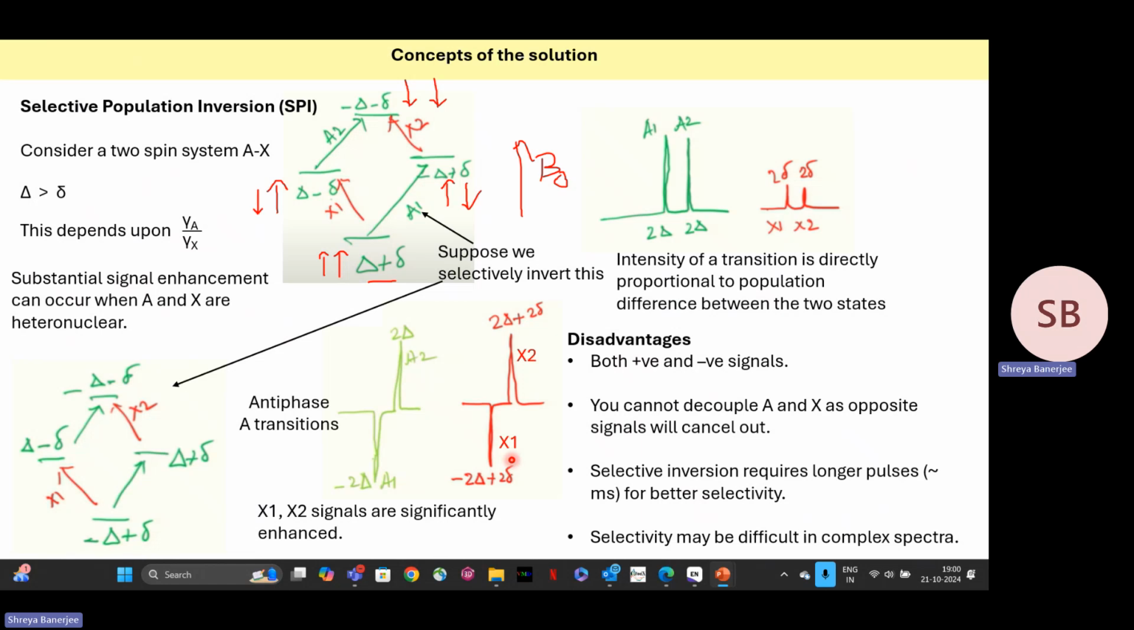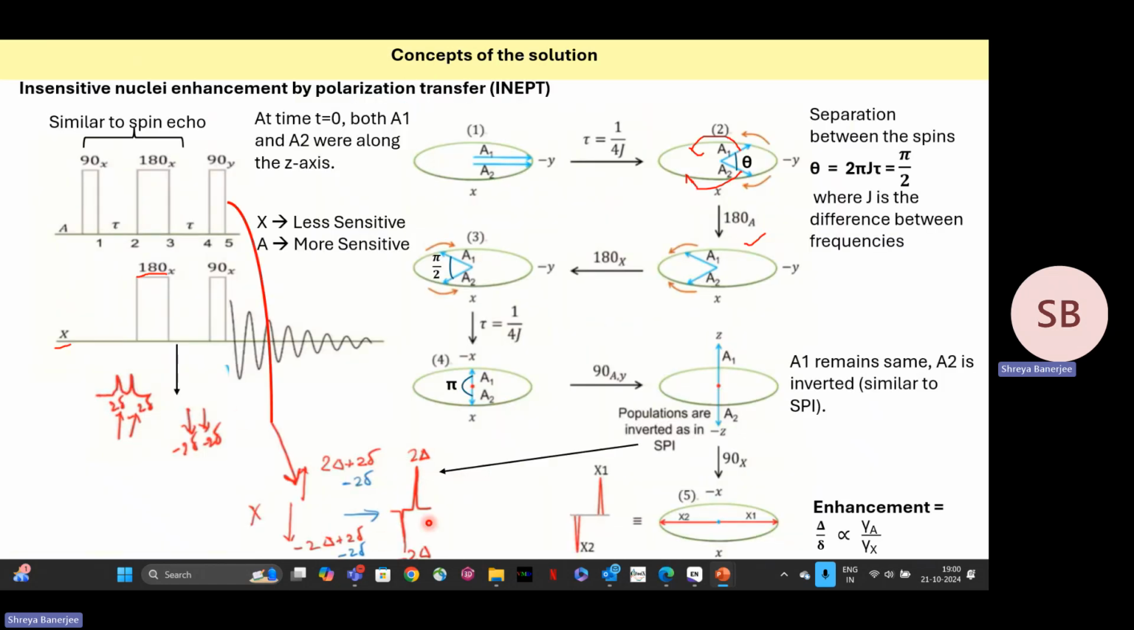What this is doing is that after SPI, the intensity of the two peaks X1 and X2 were different. One was -2 delta plus 2 small delta, another was 2 delta plus 2 small delta. So these are different intensities. And what the INEPT experiment is doing is that at the end of the INEPT experiment, X1 and X2 have the same intensities. It is 2 delta and -2 delta.